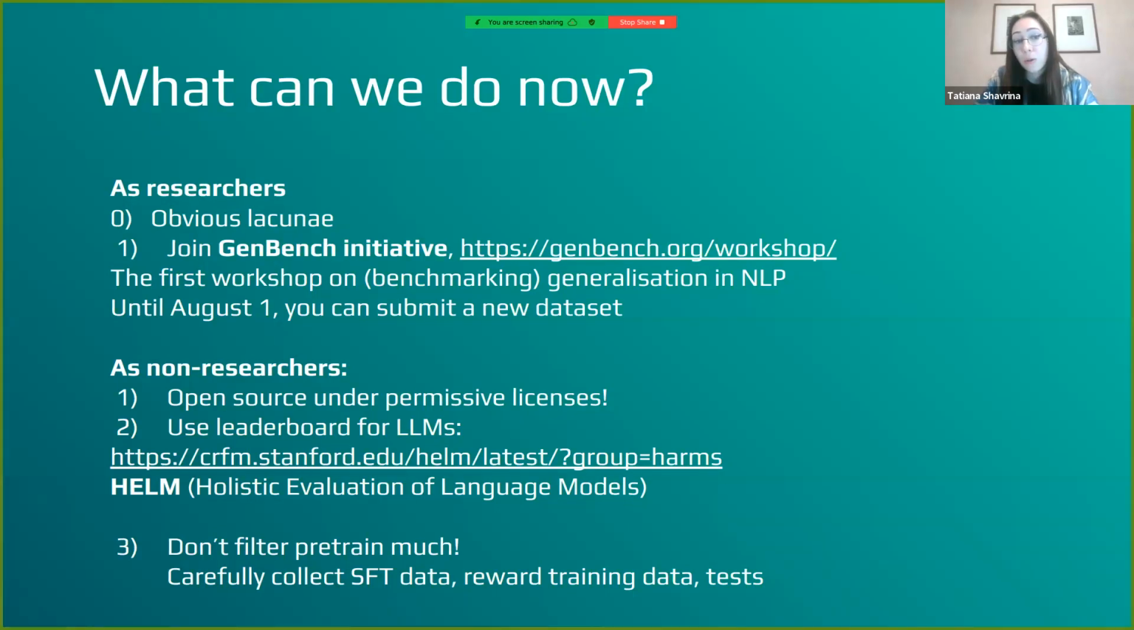And as non-researchers, what we can do also is contribute to open sourcing under permissive licenses, Apache and MIT. And of course, if you're trying to pick up some language model to work with and you're struggling to find some leaderboard, you can address the Helm leaderboard and specifically the harms group of results.